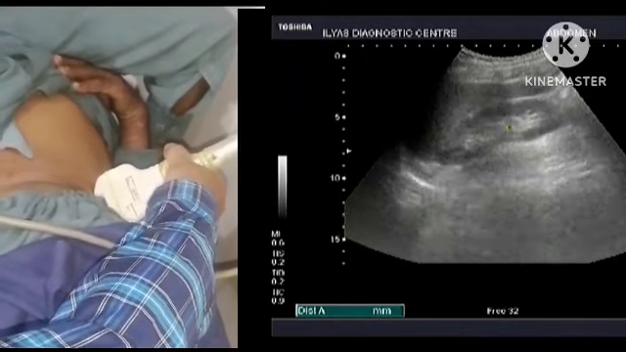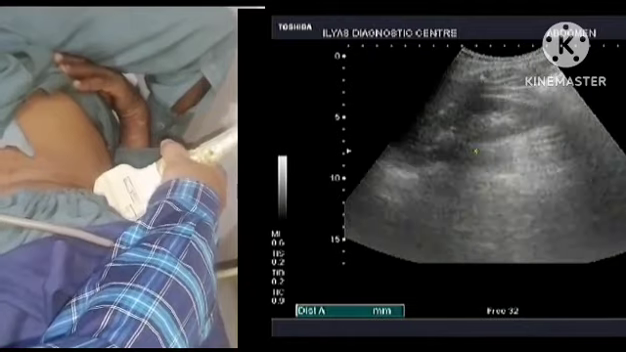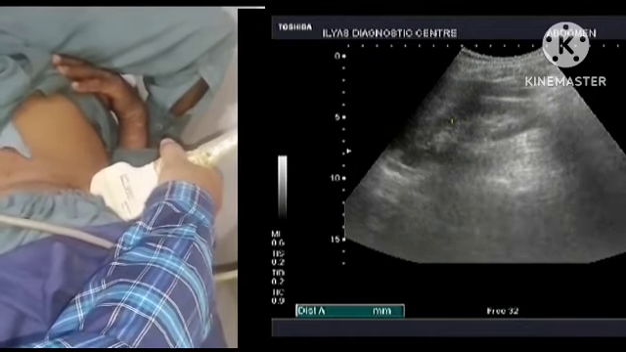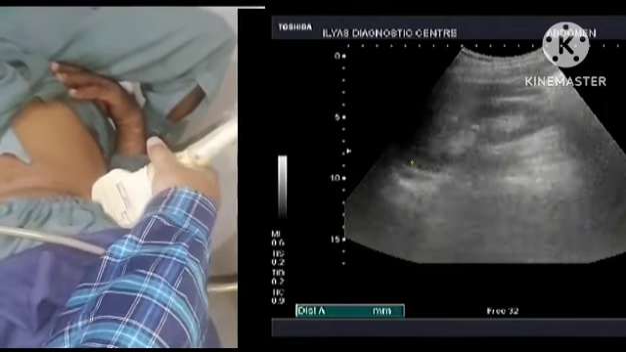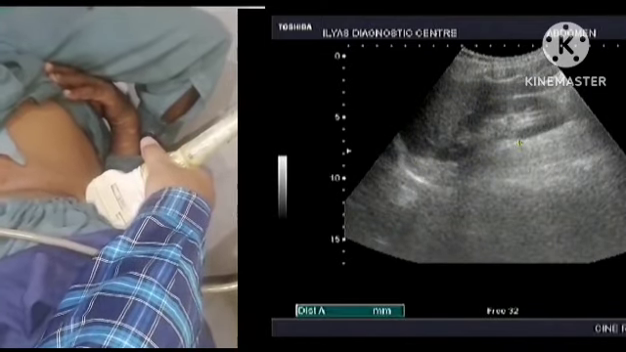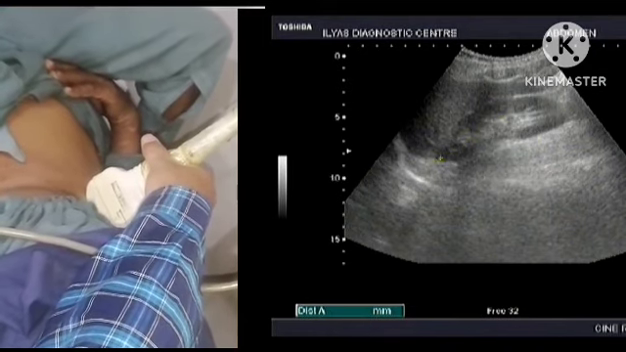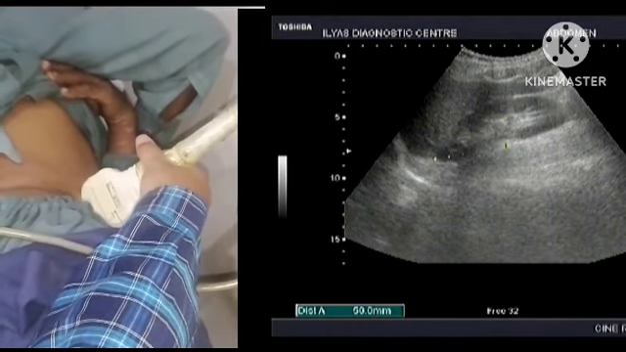So this is the kidney. I can see the whole kidney. The whole kidney is completely visible to me. Now I have to take the measurements of the kidney. This is the upper pole of the kidney, this is the interpolar region, and this is the lower pole. I will start from the upper pole. From here to here, it is the length. It is 10.2 centimeters, which is normal.